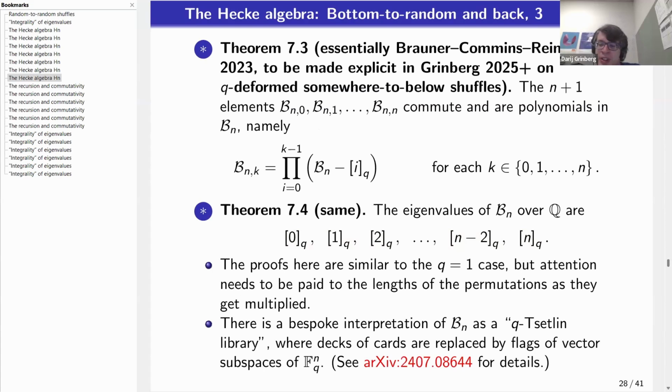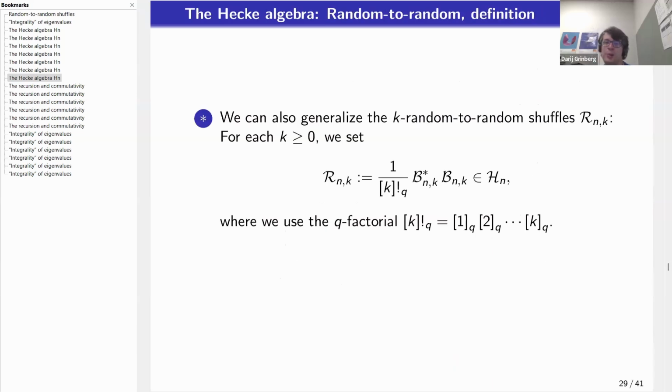You get interpretations that are Hecke-specific. So when Q is a power of a prime, there is an action of this on the flag variety over a finite field. So the deformation is not just there for the fun of it.